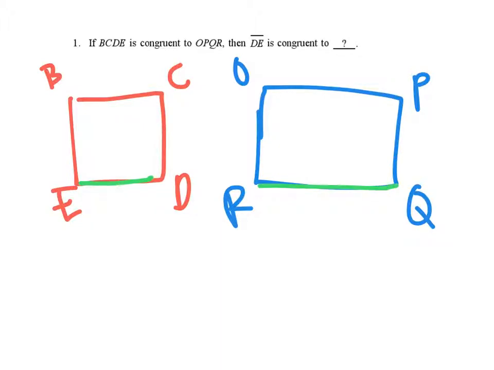Another way you can do this instead of drawing your picture is, my letters are in the same order. So if I'm looking at DE, then we're looking at QR, because D and Q are in the same spot, E and R are in the same spot. So our answer for this one would be QR.